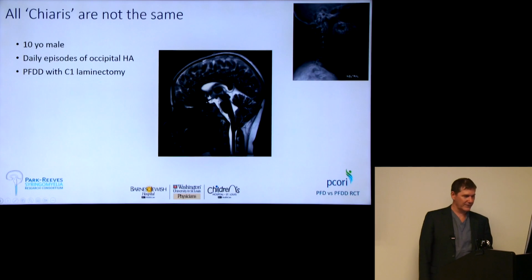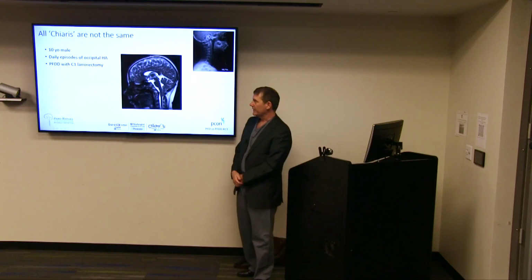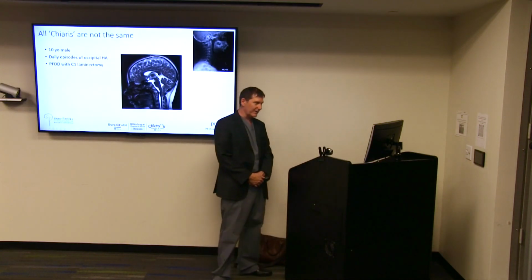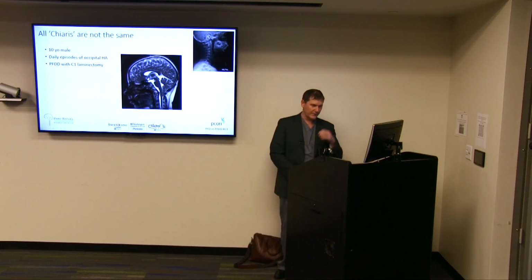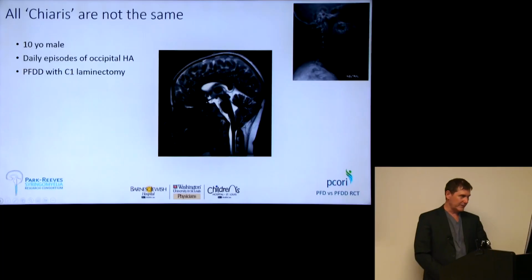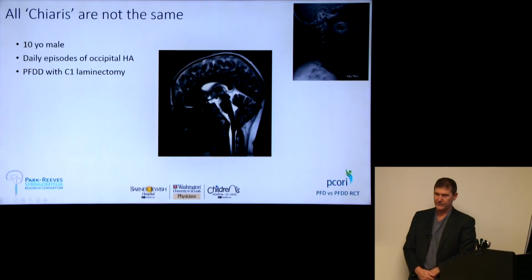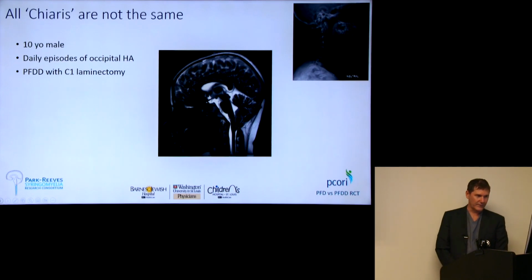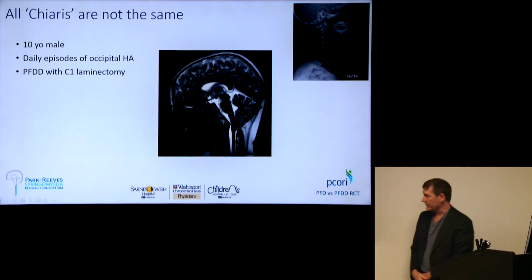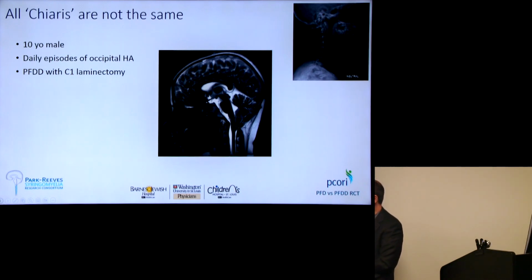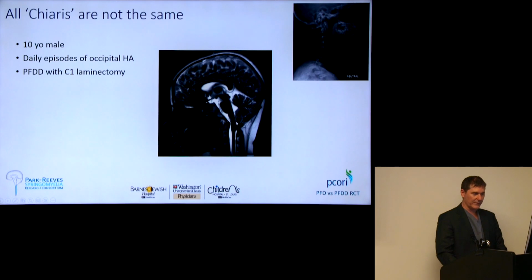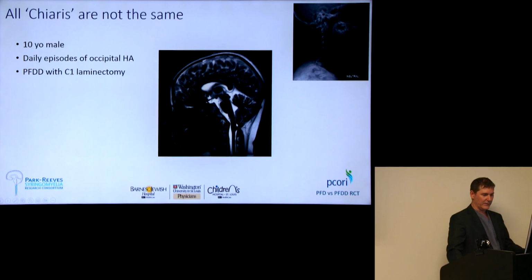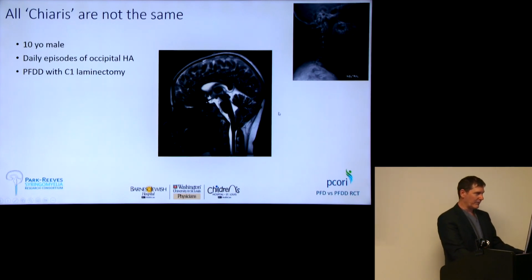So I'm actually just going to show a few cases here. And what I'm going to try to say is that all Chiaris are not the same, and I want to see if I can convince you of that. So this is a 10-year-old male with daily occipital headaches, and they underwent a posterior fossa decompression with duroplasty. And then you can see the tonsillar ectopia here. The obex is down here, so this would be roughly approximating a Chiari 1.5.